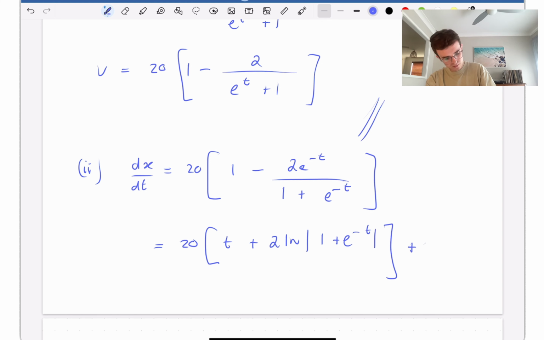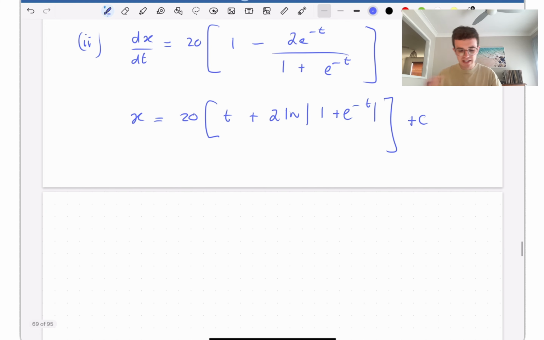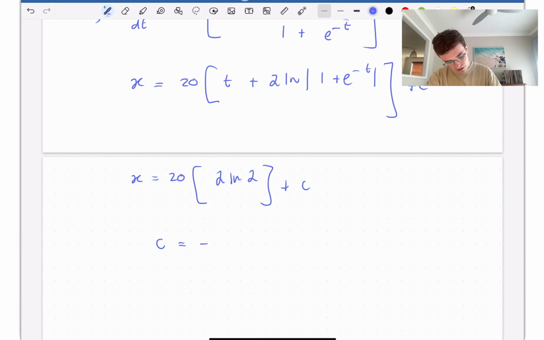Really strange trick to integrate that, but it ends up being really easy. Okay. We need to find c. Now we do know that when time is 0, x is 0. So that's going to be x is equal to 20, that's going to be 0. E to the 0 is 1. So this is going to be 2 ln of 1 plus 1, which is 2, plus c. So that makes c minus 20 times 2 ln of 2.